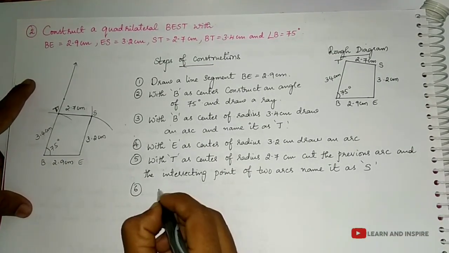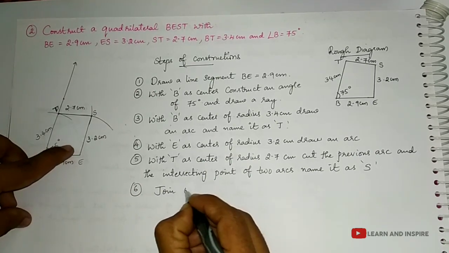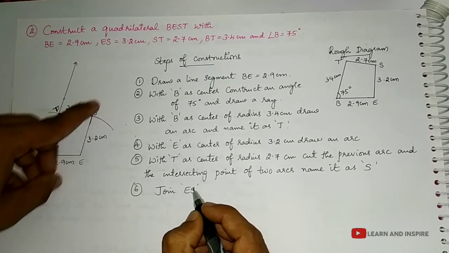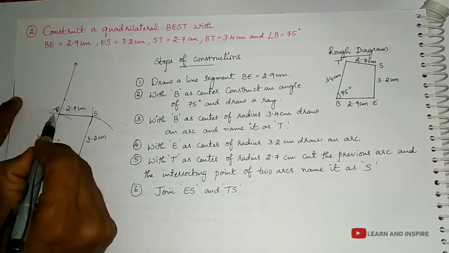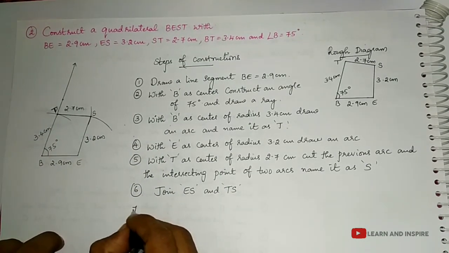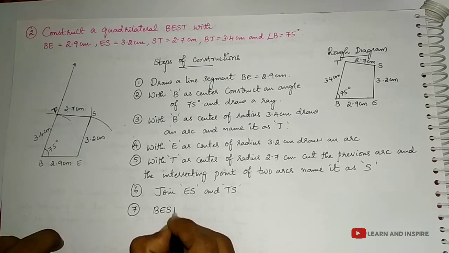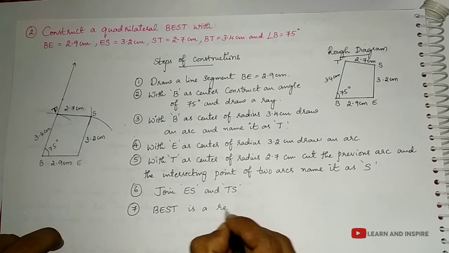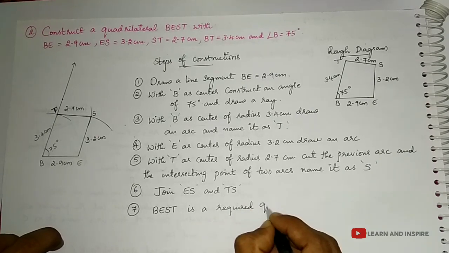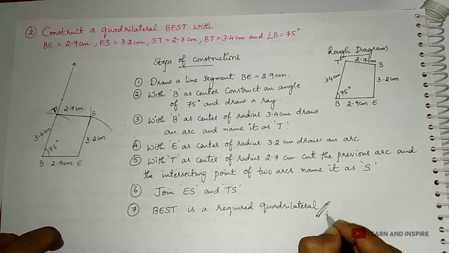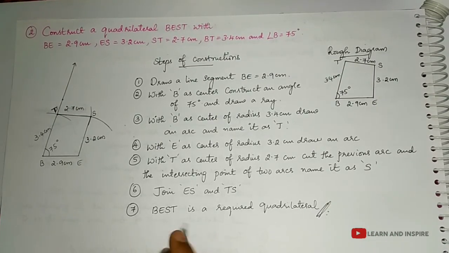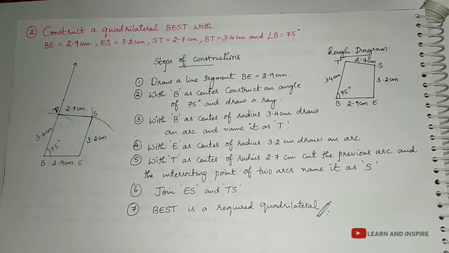Now step 6, join ES and TS. Okay, now the last step, BEST is a required quadrilateral. So understood how to construct a quadrilateral with 4 sides and 1 angle. Okay, so I hope you have understood this second question also. Next we see the third one.